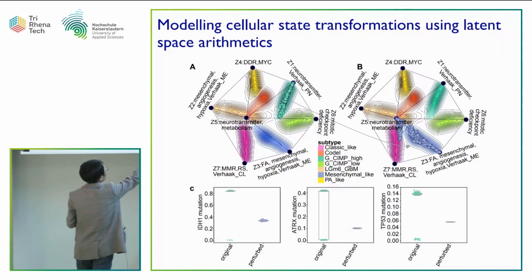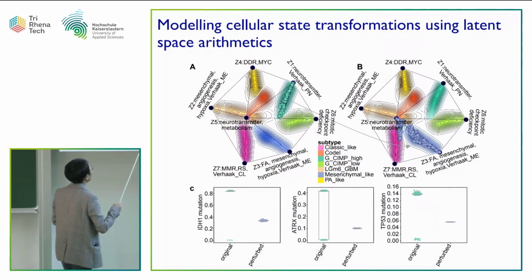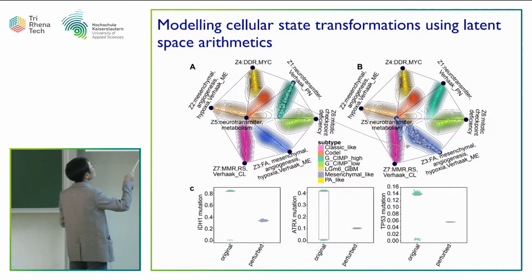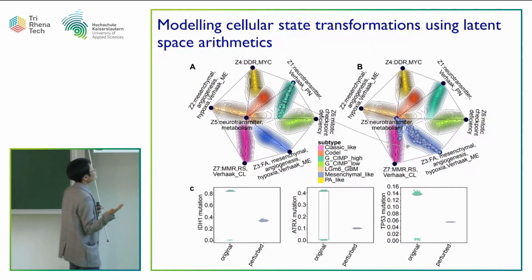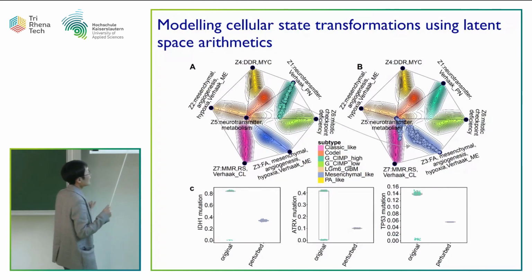These are the artificial samples. We also see that features like IDH1 mutation, ATRX mutation, or TP53 mutation, which are characteristic of the GCIMP high samples, have lower mutation scores after perturbation. This indicates that MFmap is really good at generative tasks.